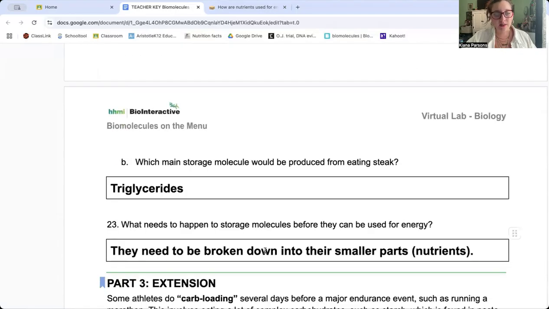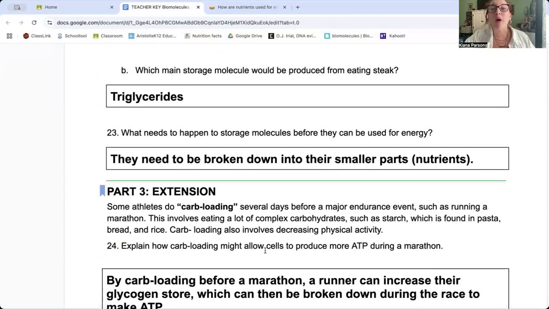We're almost done. All right, which main storage molecule would be produced from eating steak? Steak is made up of primarily protein and fat. So we would have proteins produced, which might include muscles or other body structures. But because protein makes up so much of our actual body tissues, it's not as much a storage molecule as an actual structural and functional component of the body.